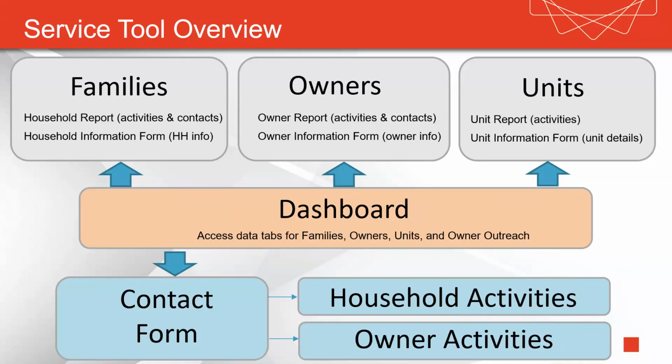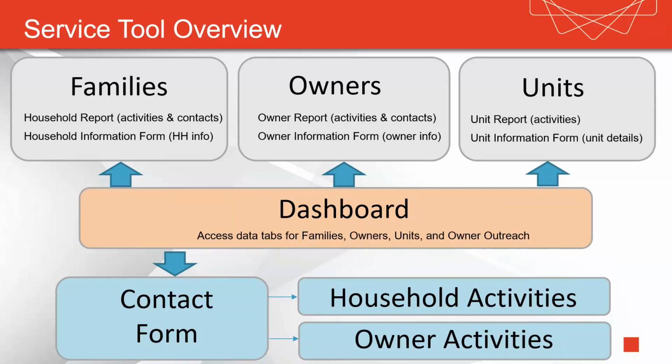And you can click on each of them. You can click on a family or click on an owner or click on a unit to get more information. And so now if you look to the top of this diagram where you've got families and owners and units, this is where there's information about the families and the owners and the units. And there are two types of information for each of them. There's something called a report and something called an information form.